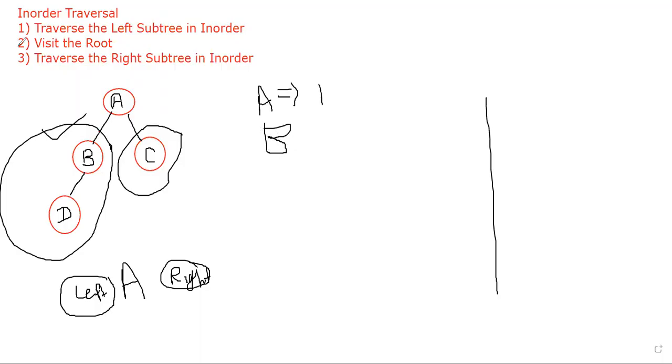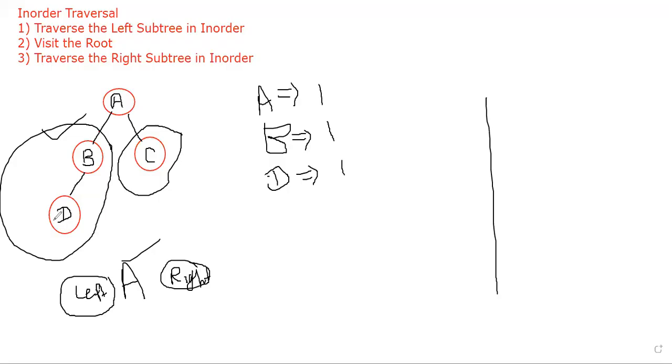Here also we apply these three steps recursively. So here also we apply: traverse the left subtree in order. We have finished one. Then we again traverse the left subtree of B. What is the left subtree of B? The left subtree of B contains D. Unless and until all these left subtrees are traversed, we do not go to the root node, that is A in this case, and then the right subtree.